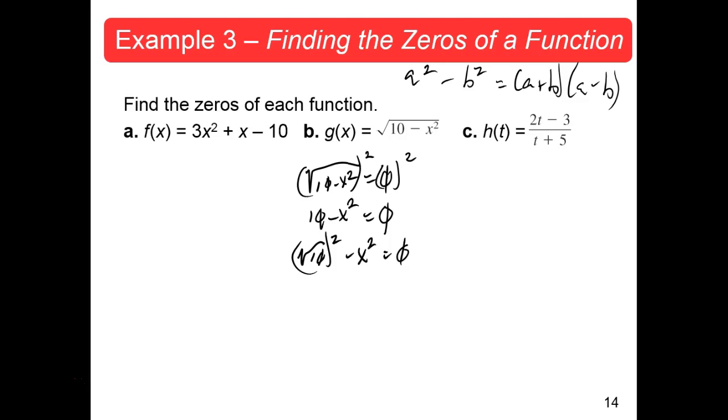Okay. All right. So what we have here is A is the square root of 10 plus x times, what was the next part? Help me. Square root of 10 minus x. And that's equal to 0. All right, we factored it. Now what do we do?